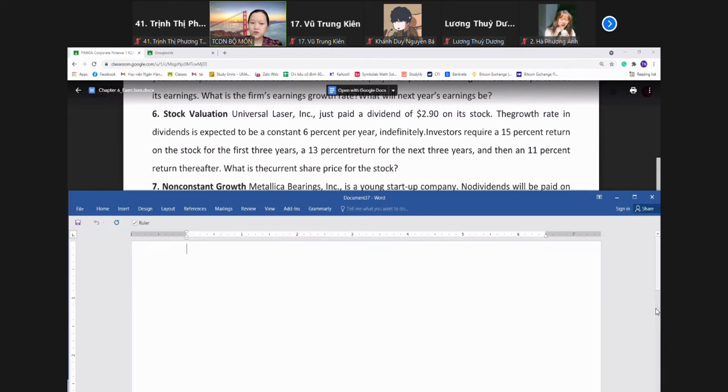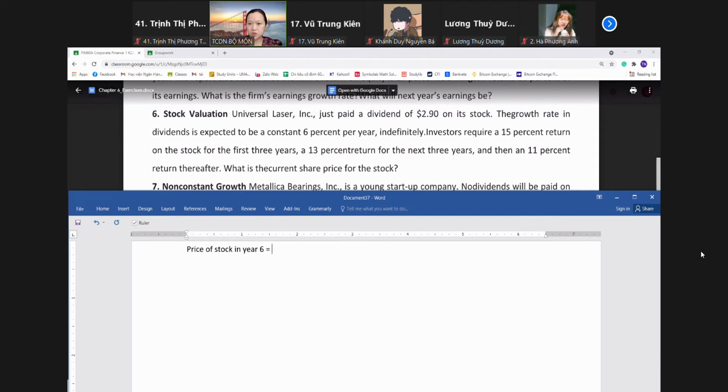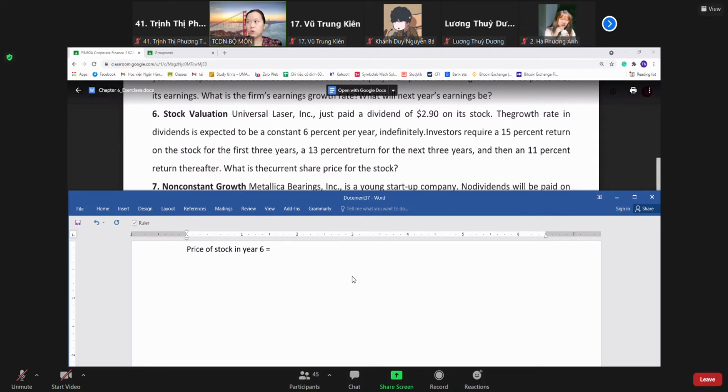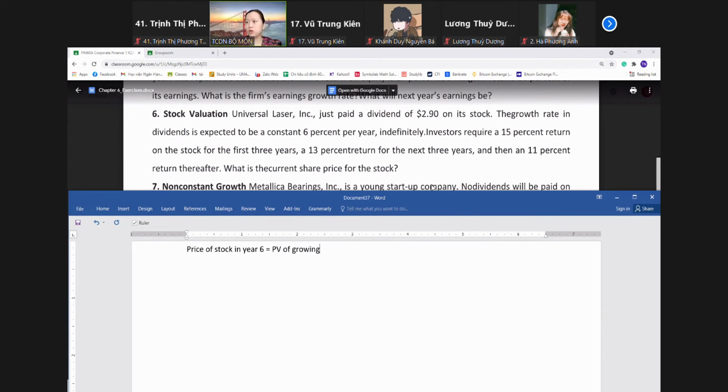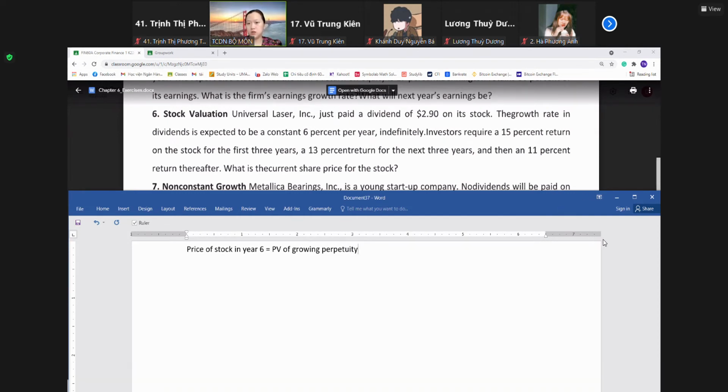Okay, so when you estimate the present value, first of all, you're going to estimate the price of the stock in year 6, and the price of the stock in year 6 will be equal to the present value of the growing perpetuity of dividends from year 7, right?